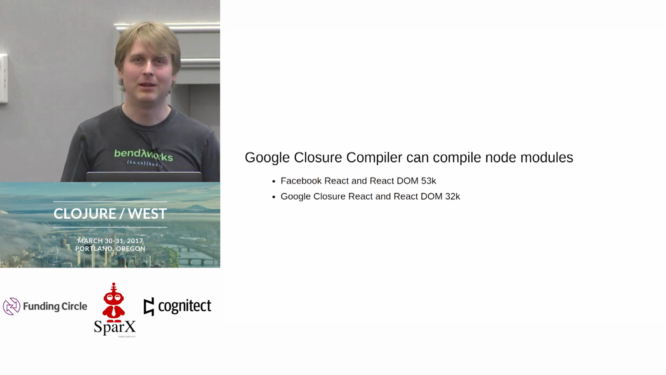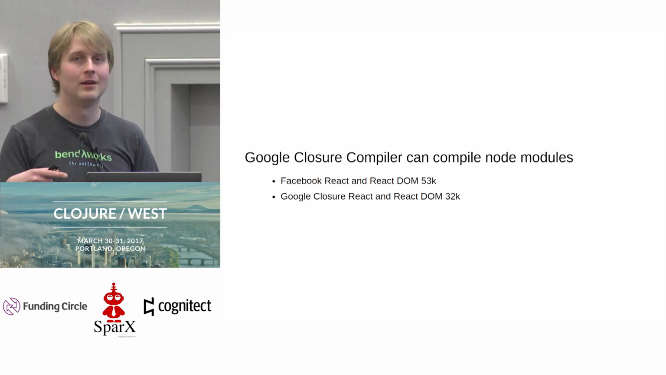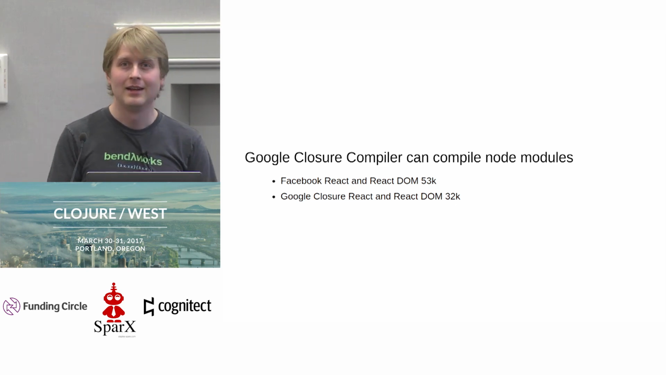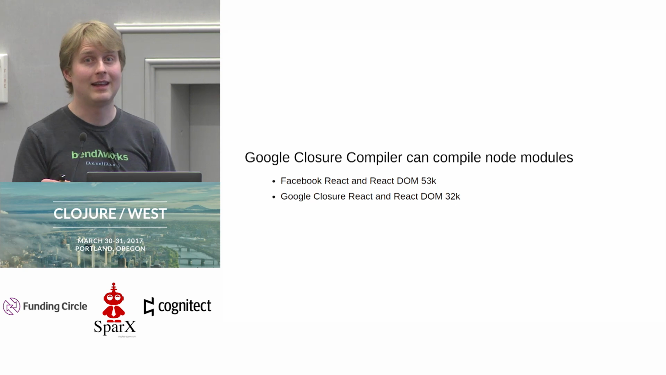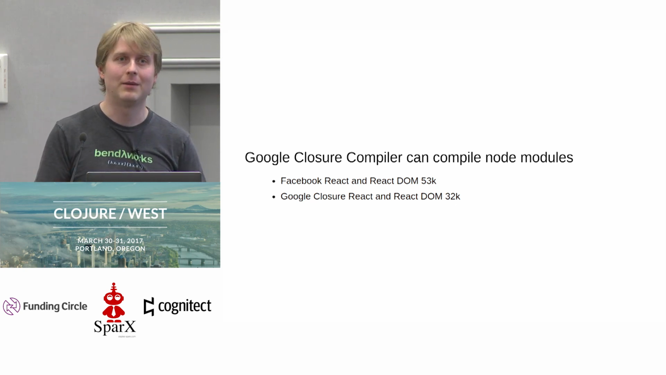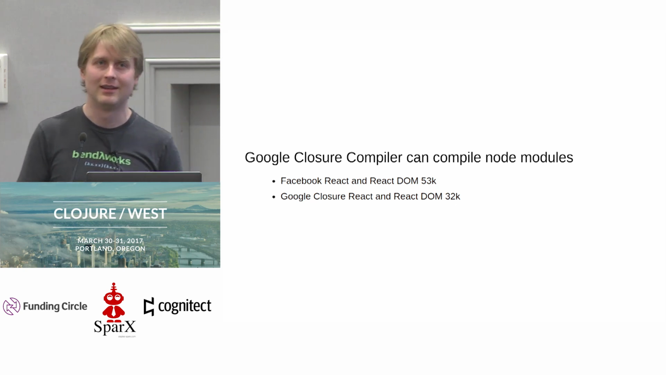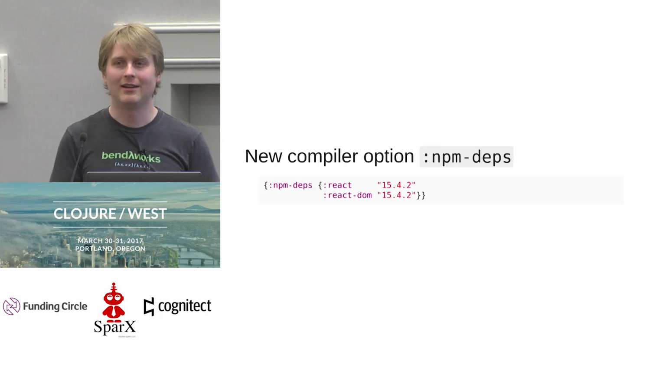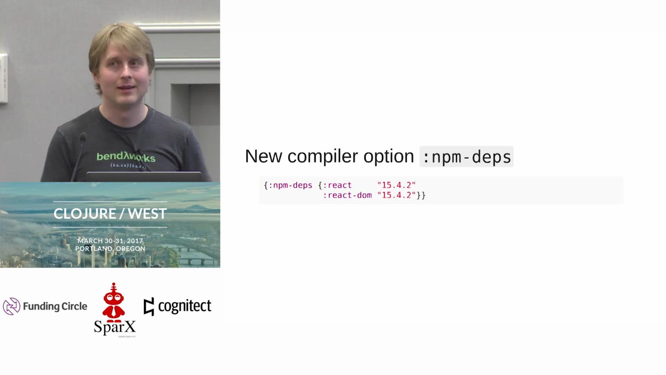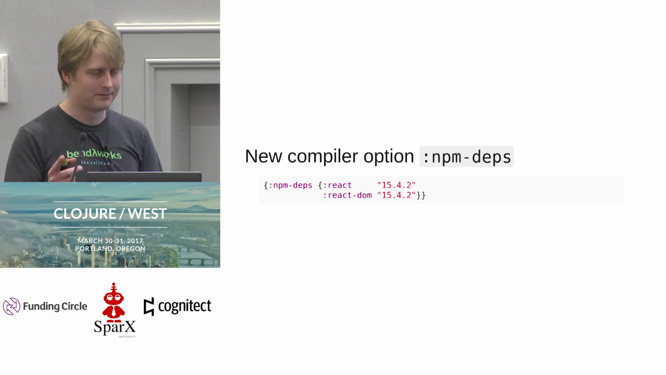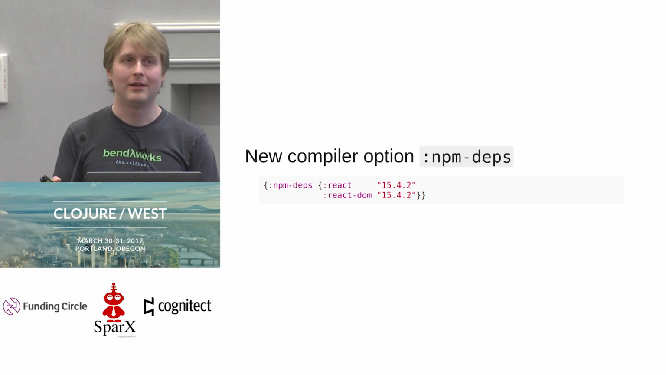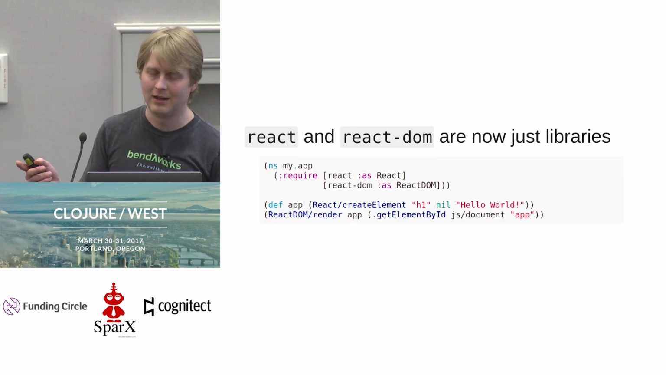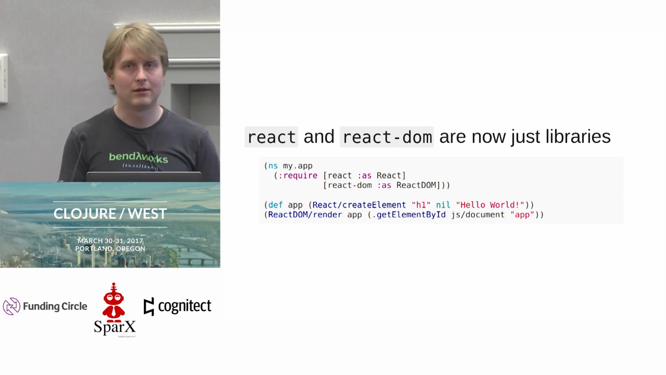And we see really big benefits out of this. Facebook React and React DOM ship at 53K gzipped and minified, and with Google Closure compiler, we can get that down to 32K gzipped and minified, about 40% savings in code size. So that's really great. And this is through a new compiler option called npm deps, where we just pass it a map of our libraries and their version numbers, and we can use React and React DOM just like we would any other ClojureScript library.